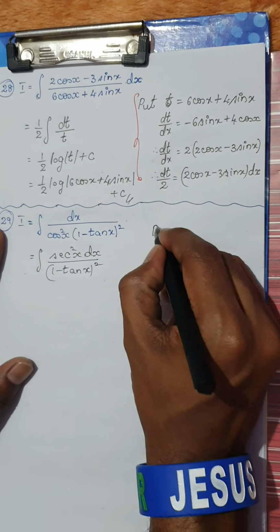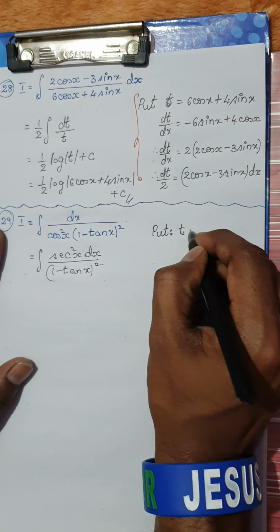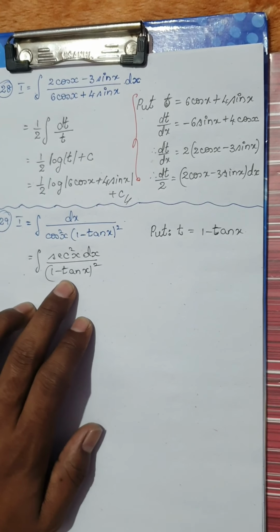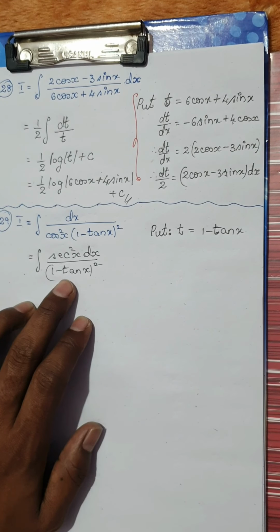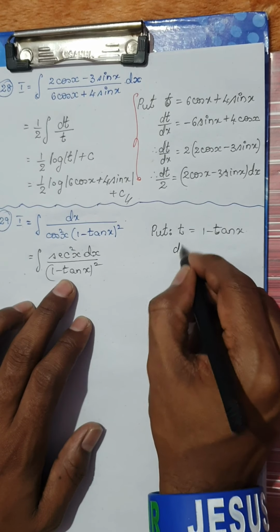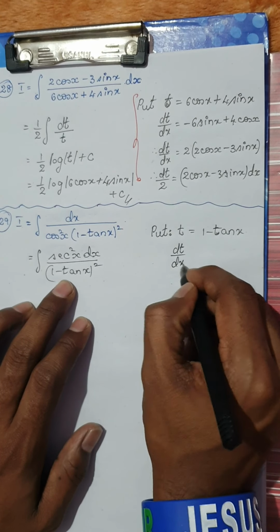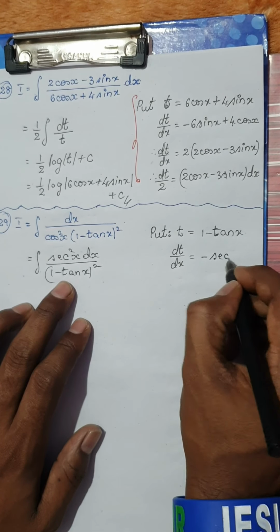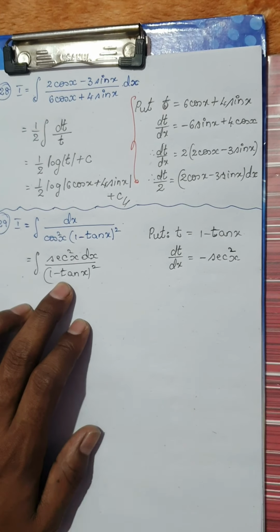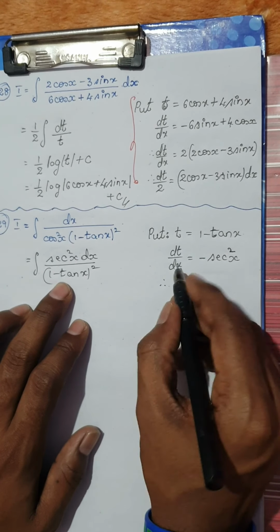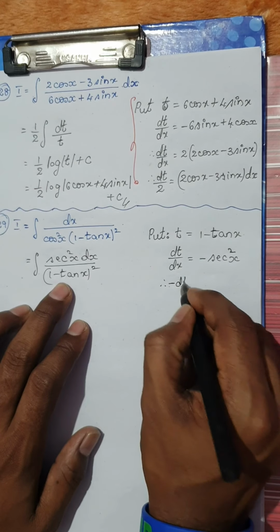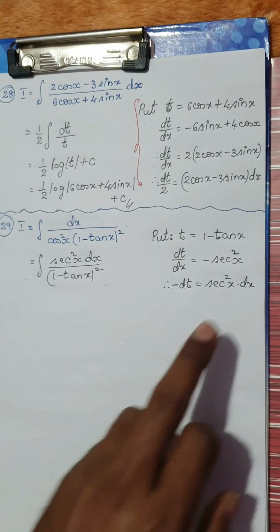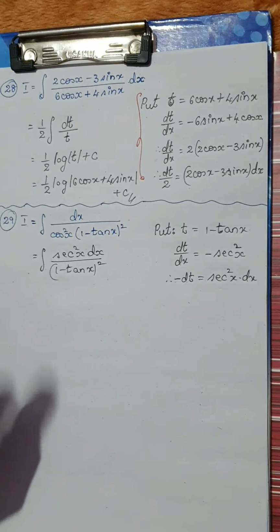Now I am going to put t as 1 minus tan x. So let me take 1 minus tan x as t and see what happens. Now differentiating with respect to x, dt by dx is nothing but, 1 is a constant, so minus the derivative of tan, which is what? Secant square x, isn't it? Therefore, let me bring the negative to the left hand side. Minus dt would be secant square x dx. Or else you can keep it there itself, but still I will take minus here.